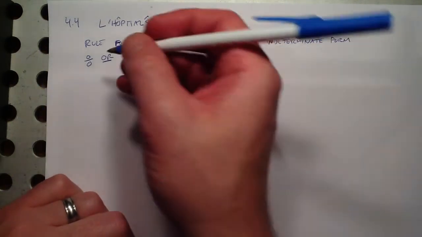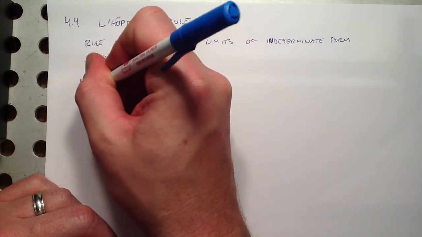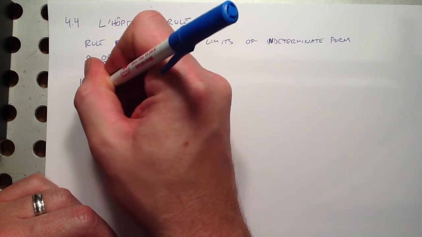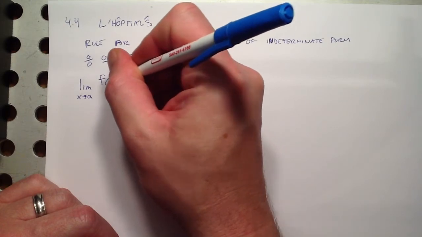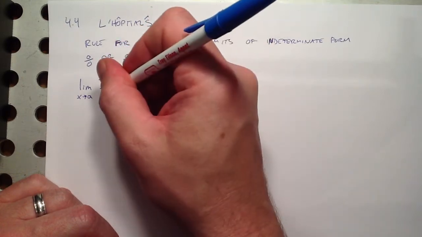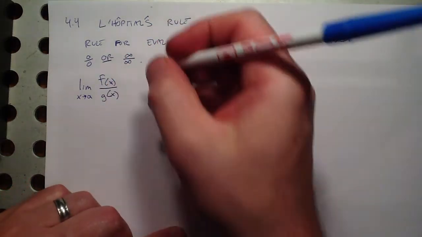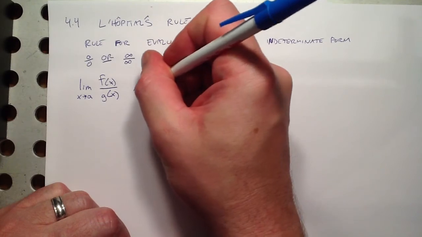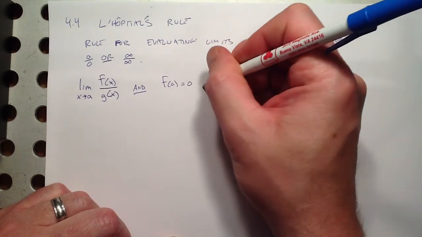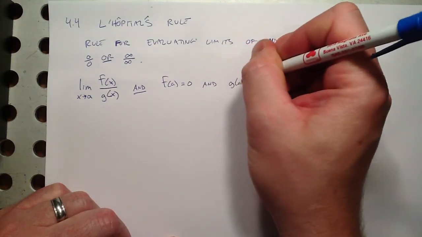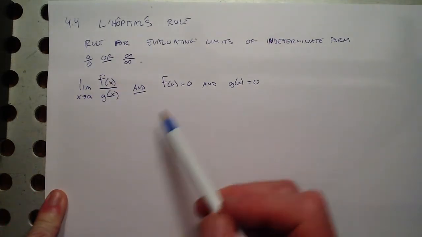Now, how does it work? So let's say we've got a limit as x approaches a, some number, whatever that might be, of some function over some other function. We're trying to evaluate that. And let's suppose that f of a equals 0 and g of a equals 0. In other words, when you plug a in, you just get 0 over 0.